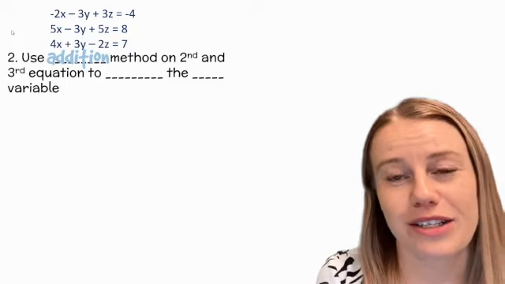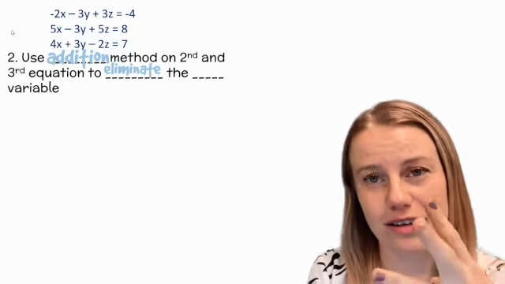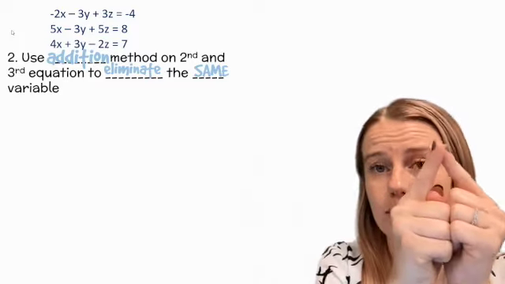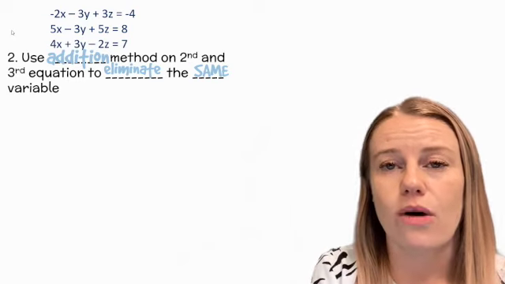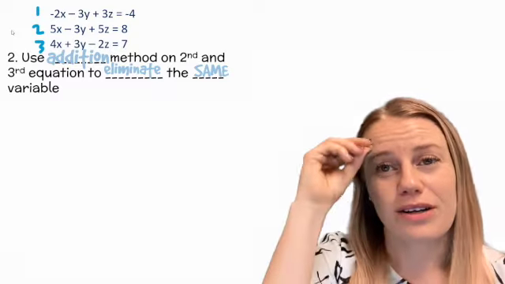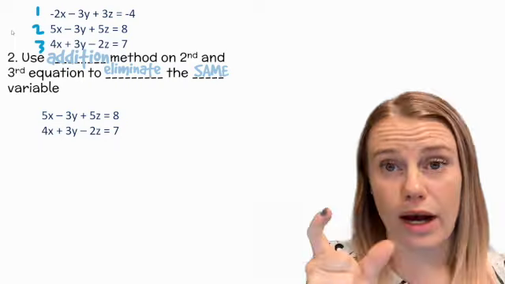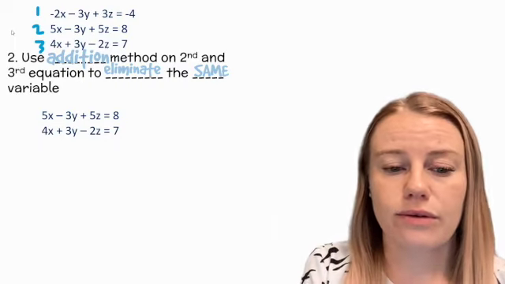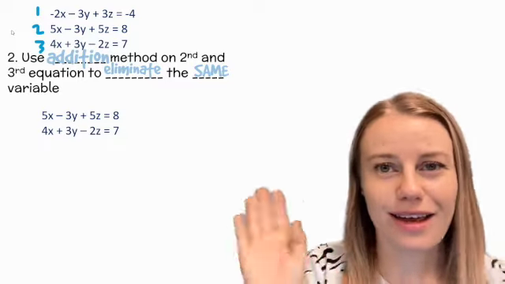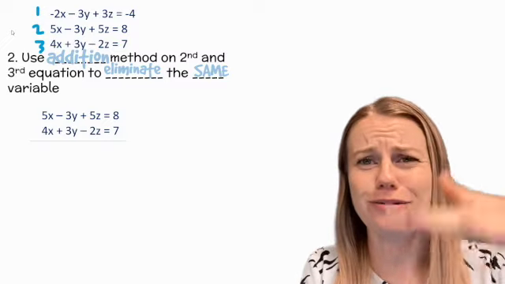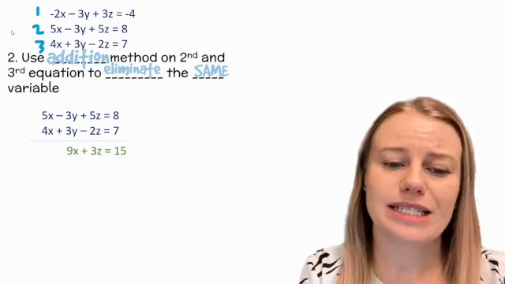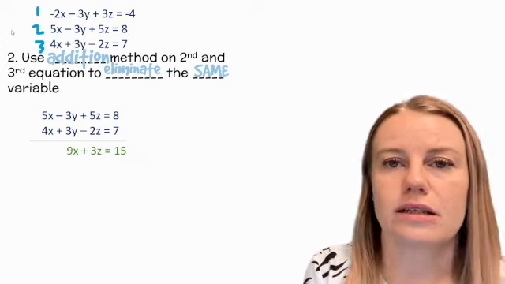Now we're going to use our addition method on the second and third equations to eliminate the same variable. So we chose to eliminate y in the first step. We're going to eliminate y in the second step. So let's name our equations again. We're going to use number 2 and number 3, and we're going to eliminate the y's. Well, look at our equations. -3y plus 3y, that's 0y. So we don't have to do any multiplying. Yay! We can just add our equations. So 4x plus 5x is 9x. 5z minus 2z is 3z. And 8 plus 7 is 15. So here's our new equation.